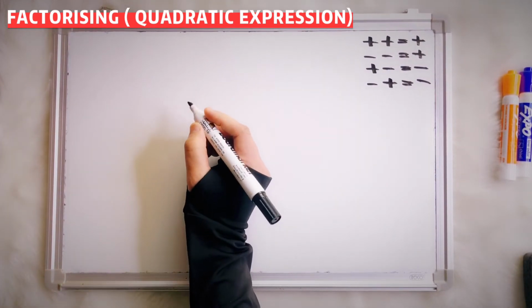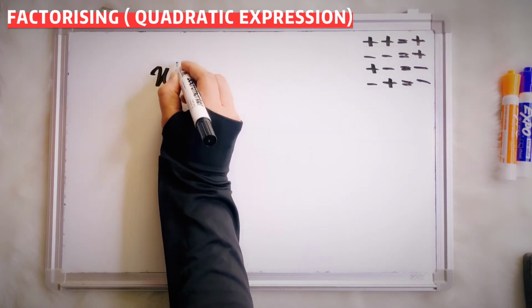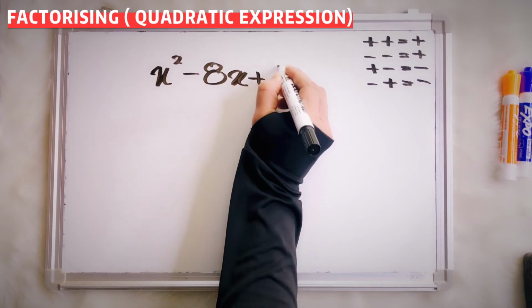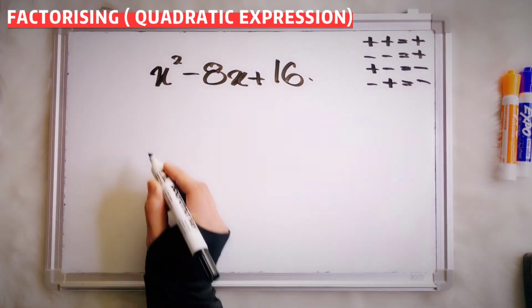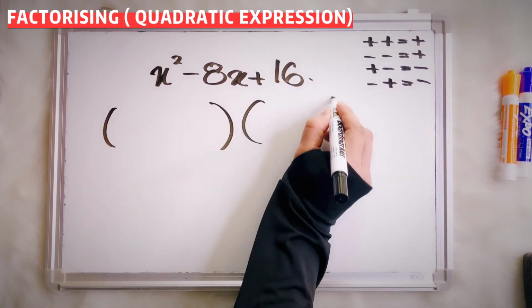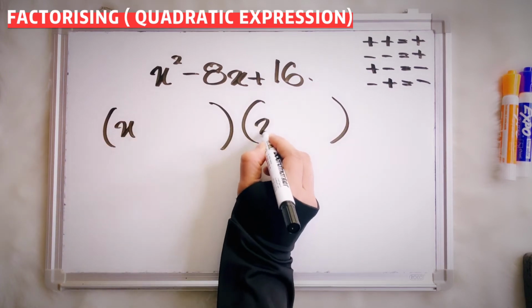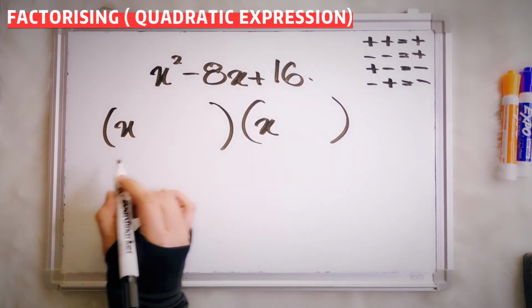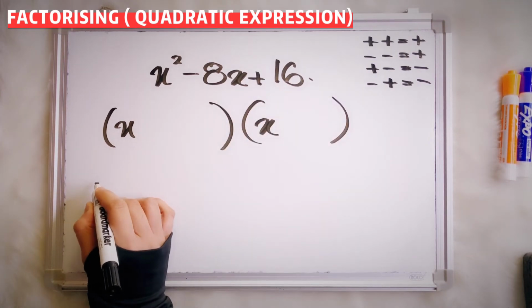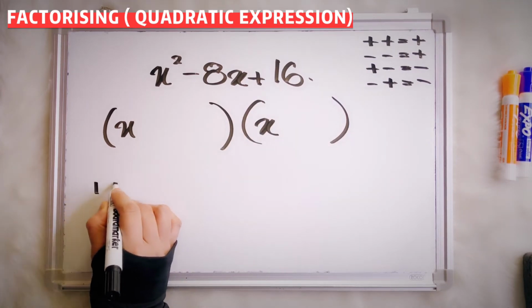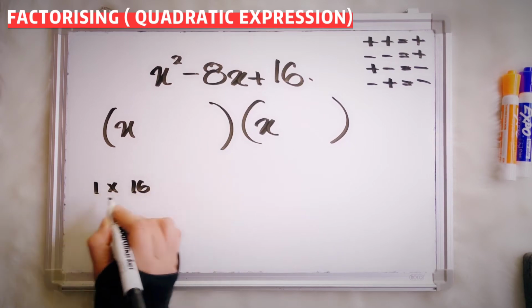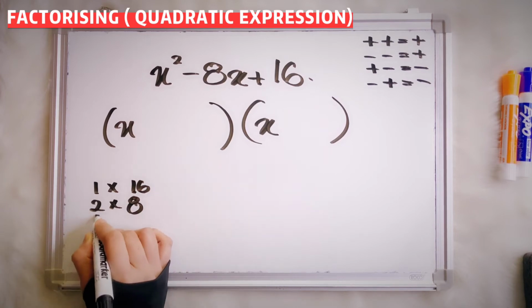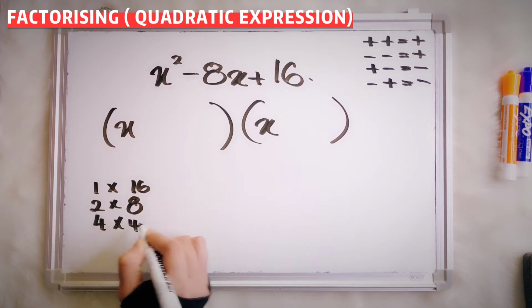Okay, so x squared minus 8x plus 16. Now you list down first x and x. Now you have to list down the possible values for 16. So 1 times 16 is 16. 2 times 8, 16. What else? 4 times 4, 16, correct?